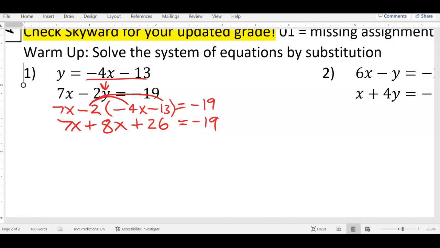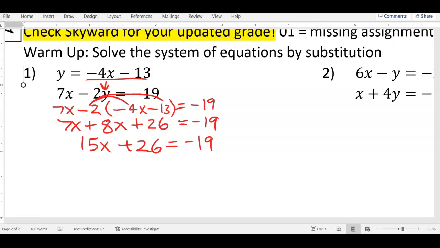Now, when you see that you have more than one x, you can combine like terms, right? A 7x plus an 8x is what? 15x. Bring down plus 26 equals negative 19, right? Okay, so now it's a 2-step equation.